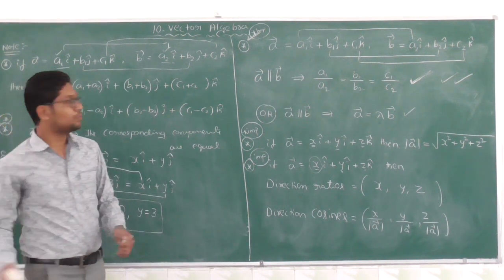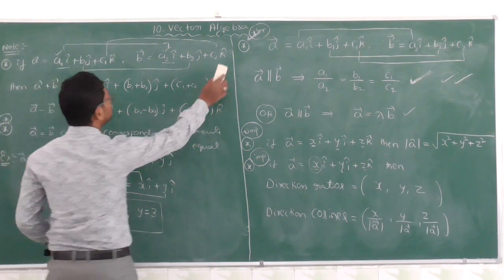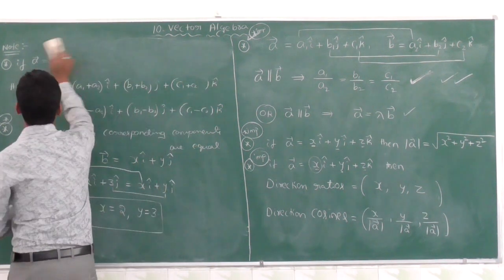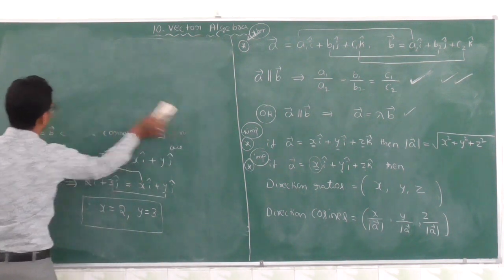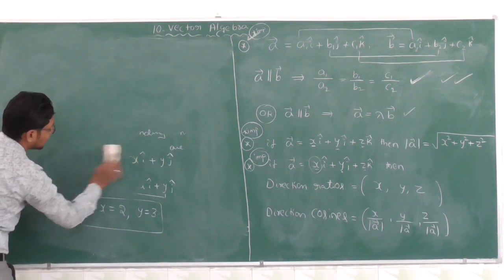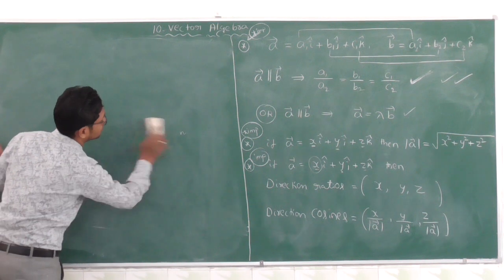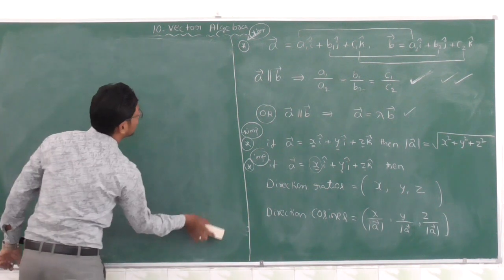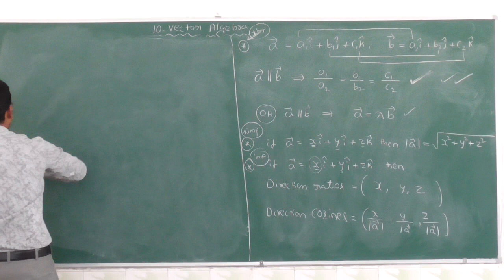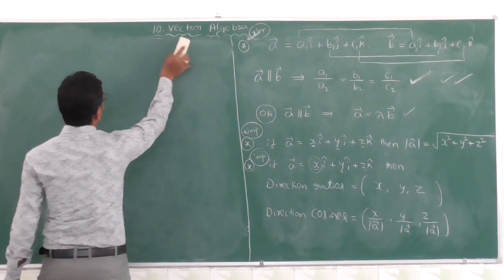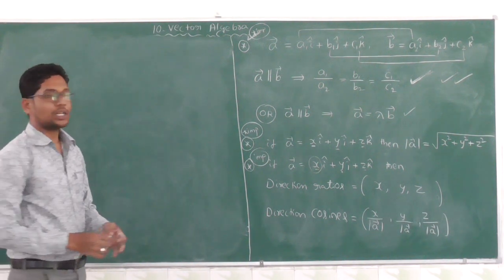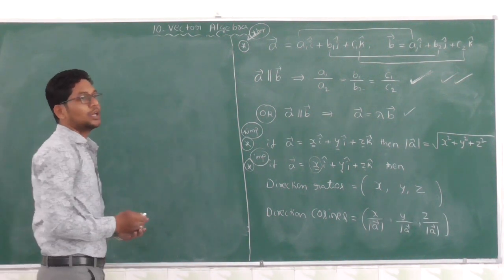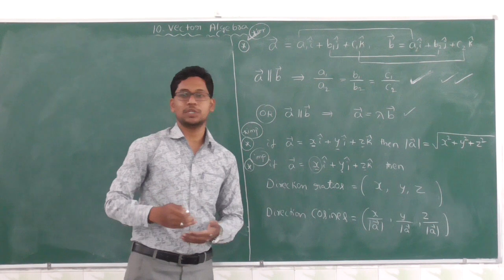Next, vector joining 2 points. I hope you understood these points well. Without making mistakes, kindly note down these points. If you have any kind of doubts, you can visit our college website. In our college website, helpline numbers are there. You can contact me through those numbers.